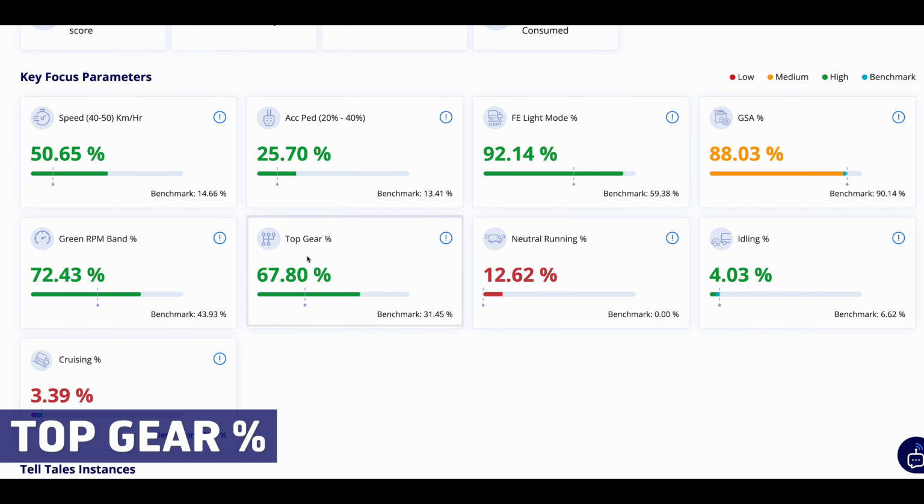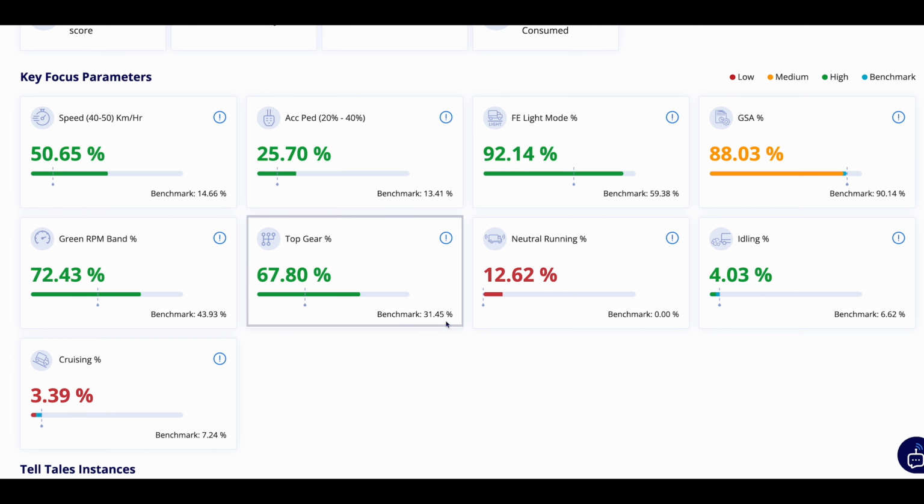The system calculates the percentage of time your vehicle spends in top gear. This is because operating in top gear at appropriate speeds is fuel efficient. In this case, the benchmark for top gear utilization for this specific vehicle model is 31.45%, and the vehicle is performing well above this benchmarking.